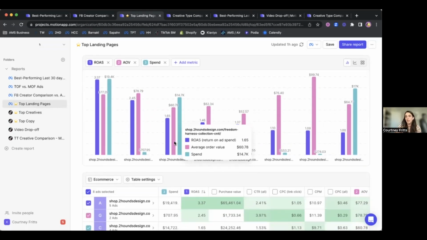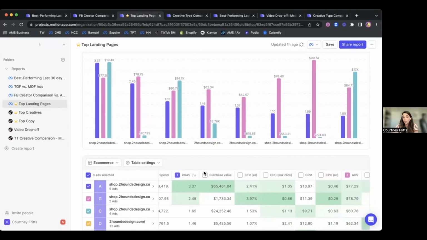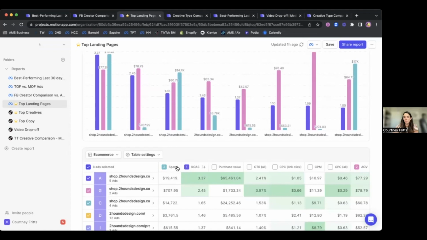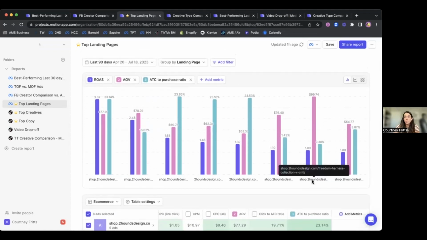What does it mean that this one has a higher ROAS? For landing pages, we'd probably want to look at average order value. That makes sense, because are we bundling? How long are people staying on the site? Whereas for this one, I wouldn't care about Thumbstop because that's not relevant for a landing page. But what is the add to cart to purchase ratio? I could go over here and take off spend and add the add to cart to purchase ratio. So whatever it is that you're looking for, there's probably a graph that can be made to visually see what's working.